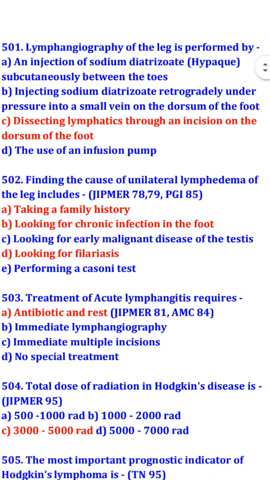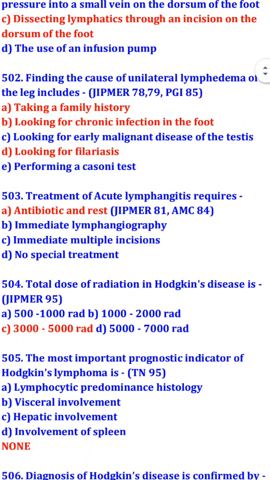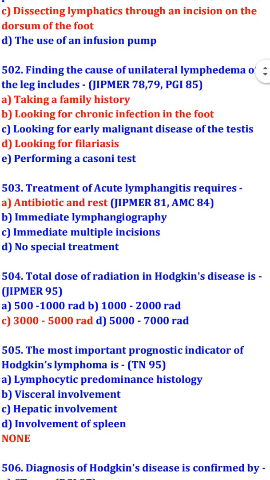Lymphangiography of the leg is performed by dissecting lymphatic through an incision on the dorsum of the foot. Finding the cause of unilateral lymphedema of the leg includes taking a family history, looking for chronic infection in the foot, looking for filariasis. Treatment of acute lymphangitis requires antibiotics and rest.